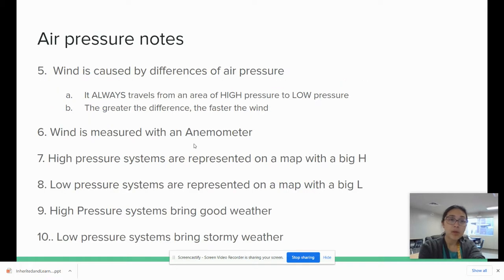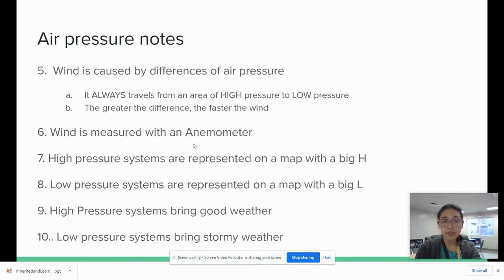Okay. Wind is caused by differences of air pressure. So we have wind because there are differences in air pressure within our area. And it always travels from an area of high pressure to an area of low pressure. So the air at high pressure is going to travel to the low pressure area. So the air at high pressure is going to travel down to the area of low pressure, always.